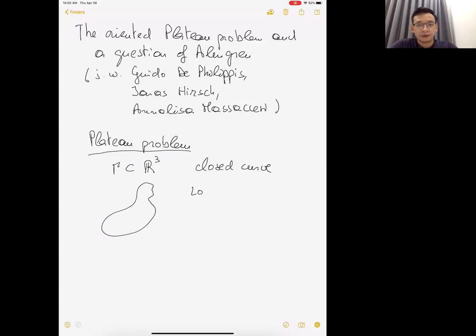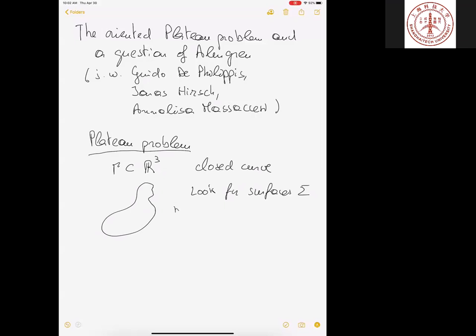And then I look for surfaces sigma bounding gamma or bounded by gamma, which minimize the area. Okay, so this is a very famous problem, and one of the first things that you might ask as a mathematician is, what do you understand exactly as surfaces? What does it mean to be bounded by gamma? And what do you understand by area?